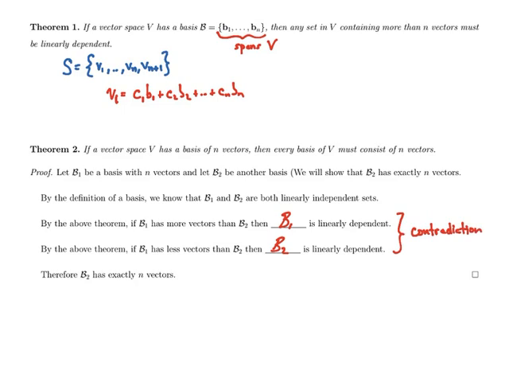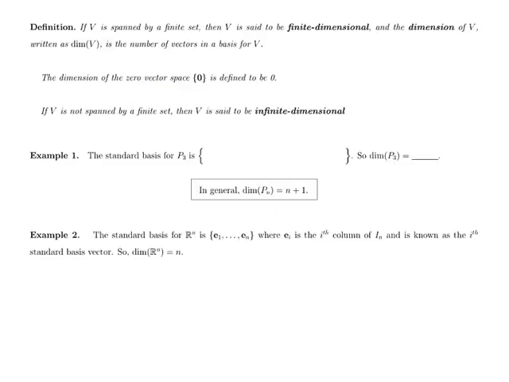So the only thing that we have is that B1 and B2 are the same size, the same number of vectors. So therefore, B2 has exactly n vectors. That means that every basis is the same size. And that's going to talk about what we mean by dimension.